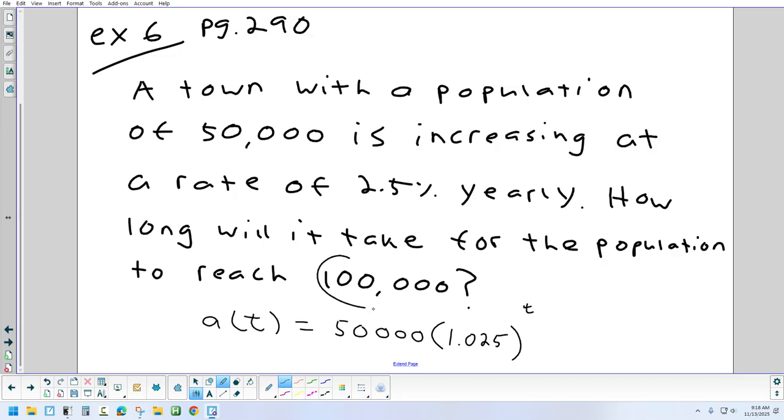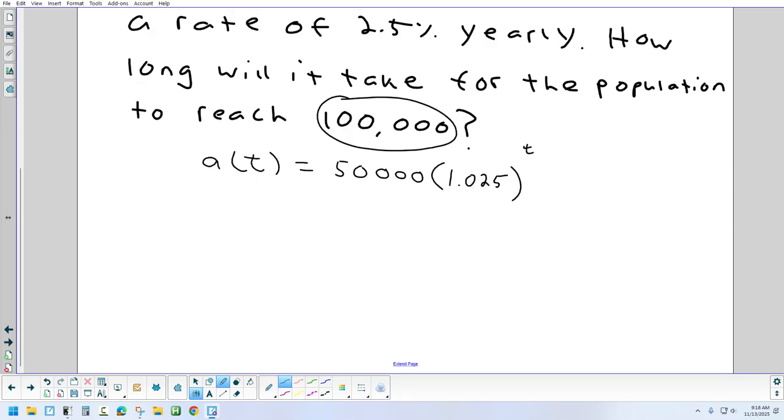Now we have to plug in this 100,000. Where does the 100,000 get plugged in? We have two places we could plug it in right now. It gets plugged in for A of t. So we've got 100,000 equals 50,000 times 1.025 to the t. Now, this is where we put the left in y1, the right in y2, and then we found an intercept. We're not going to do it that way this time.